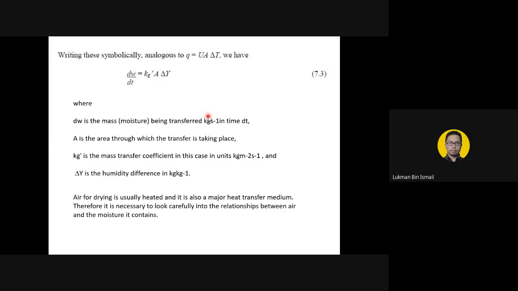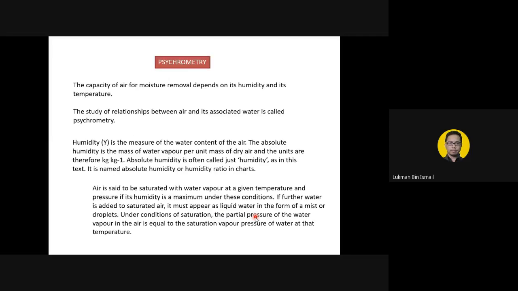Usually air is the material or the medium for heating, and it is also a major heat transfer medium. Therefore, it is necessary to look carefully into the relationships between air and the moisture it contains. So there is a relationship in the form of an equation or in the form of a table. The data is tabulated, or you can use an equation to relate air and the amount of moisture. So we can use psychrometry.